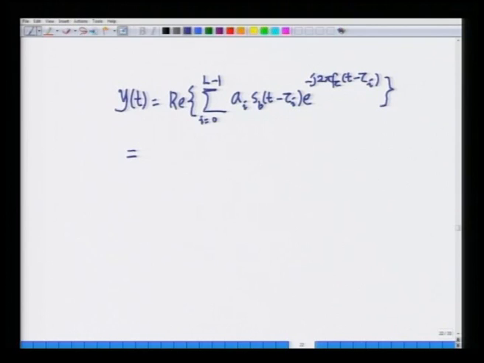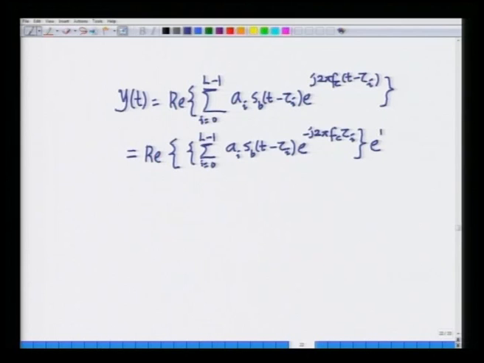common factor e power j 2 pi f c t. This is e power j 2 pi f c t minus tau i, not minus, right. And this can essentially be written as the real part of the sum, i equals 0 to L minus 1, A i s b of t minus tau i, e power minus j 2 pi f c tau i, and the factor e power j 2 pi f c t is common to all the terms, which is the carrier term. So, I am separating it out from the rest of the terms.